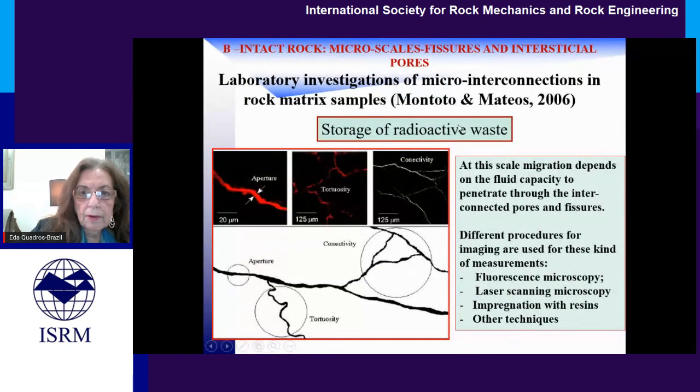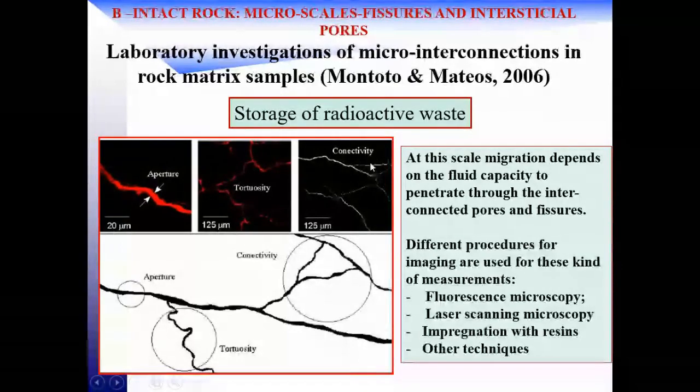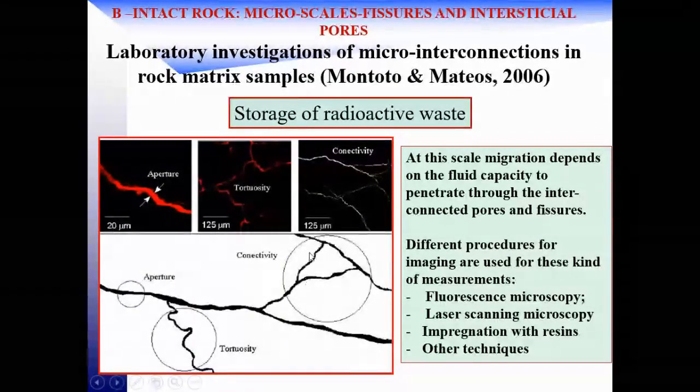Laboratory investigations in this case are very useful also for the results in storage of radioactive waste. At this scale, migration depends on the fluid capacity to penetrate through the interconnected pores and fissures. Different imaging procedures are used for this kind of measurement: fluorescent microscopy, laser scan microscopy, impregnation with resin, and others. The figure shows the aperture, the tortuosity of the flow channels, and the connectivity of the flow channels. At this scale, it is very similar to what you observe at a larger scale. And here, the figure shows the connectivity and the aperture and tortuosity together with the pores.